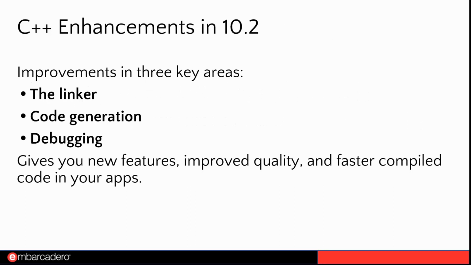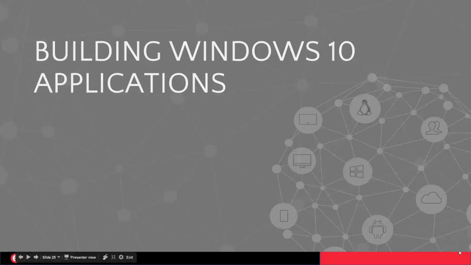So in 10.2, you'll see improvements in 3 key areas: linking, code gen, and debugging, which gives you new features, improved quality, and much faster compiled code in your applications.